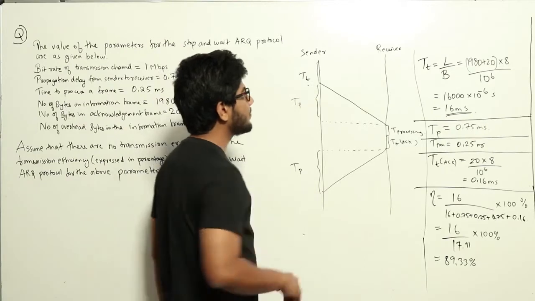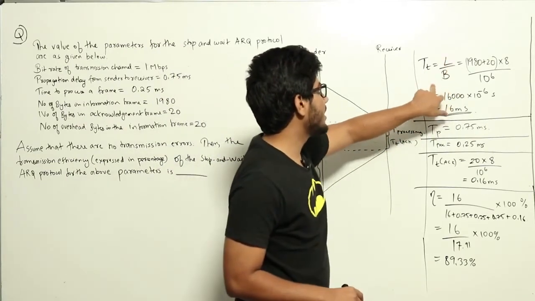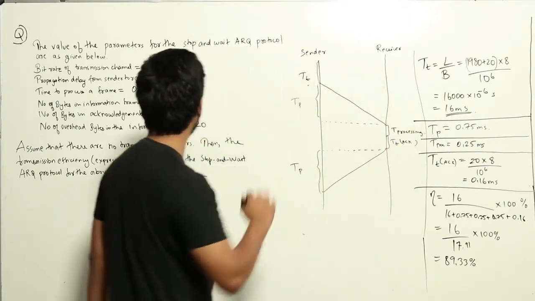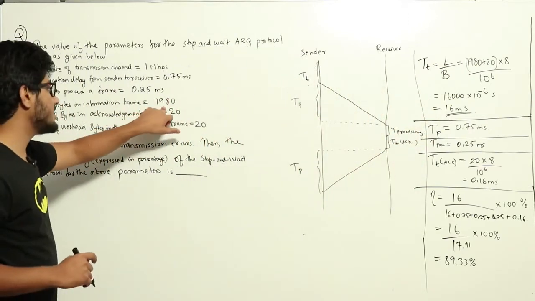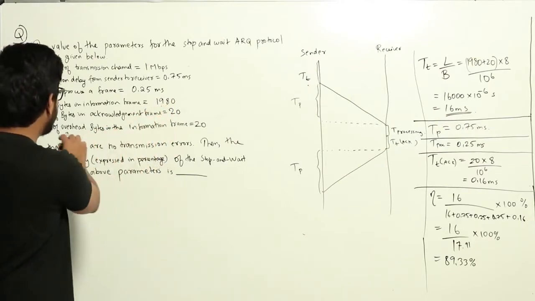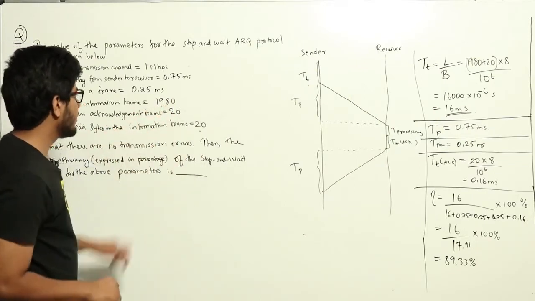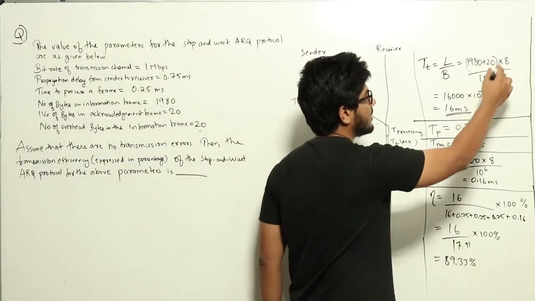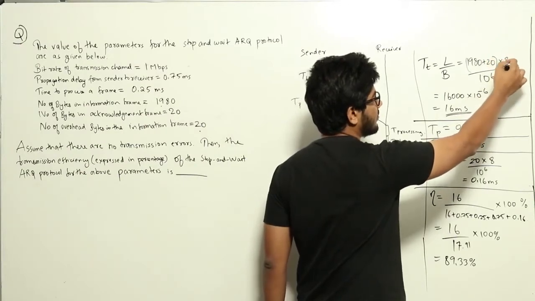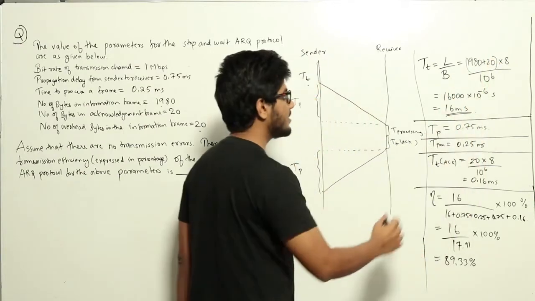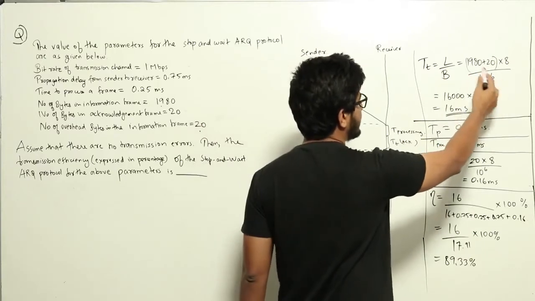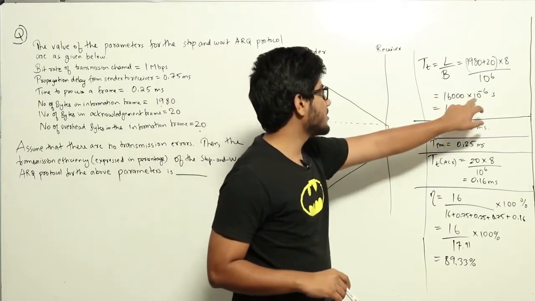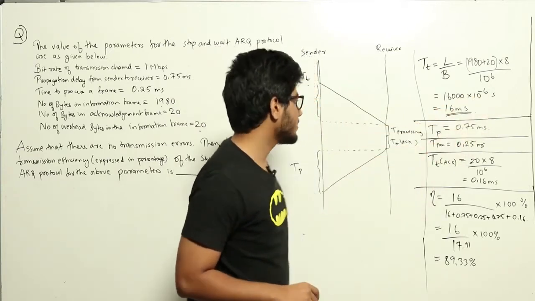T transmission delay is given by L by B, where L is the packet length and B is the bandwidth. In the question, they have given that the packet length for the information frame is 1980 bytes and there is an overhead of 20 bytes in the same packet. So the total length of the packet is 1980 plus 20 bytes. We multiply by 8 to get the total bits in that packet, divided by bandwidth, that was 10 raised to 6, 1 Mbps, megabits per second. That is 16,000 into 10 raised to minus 6, that is 16 milliseconds.